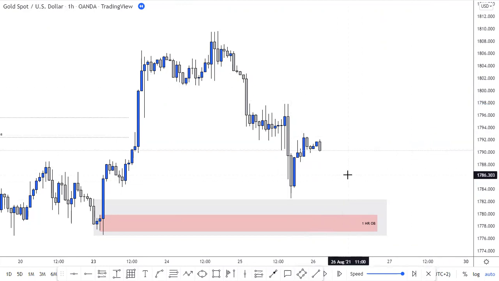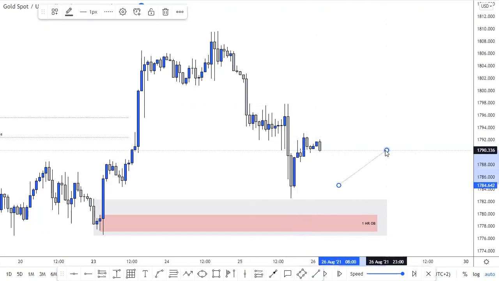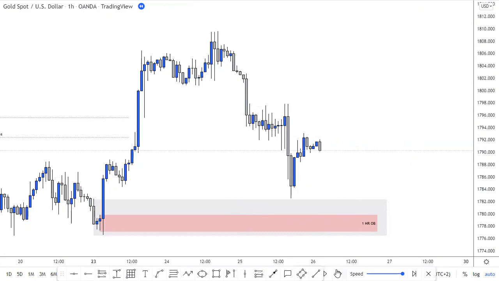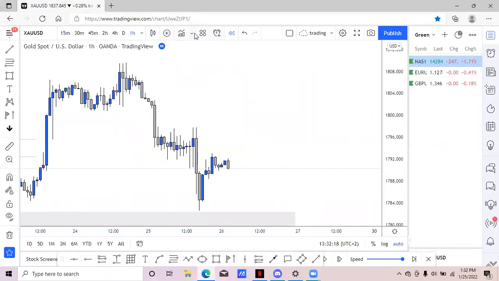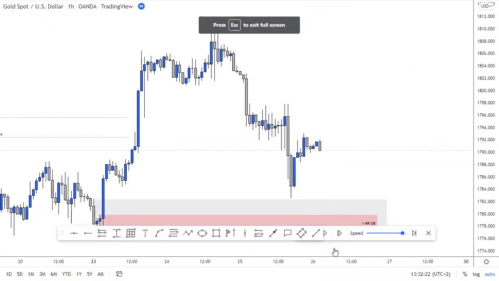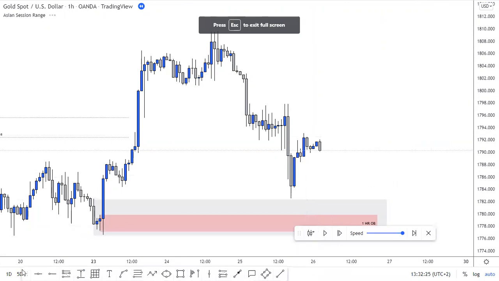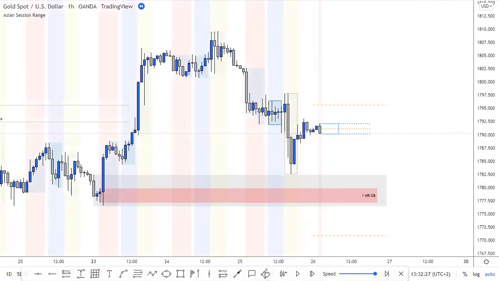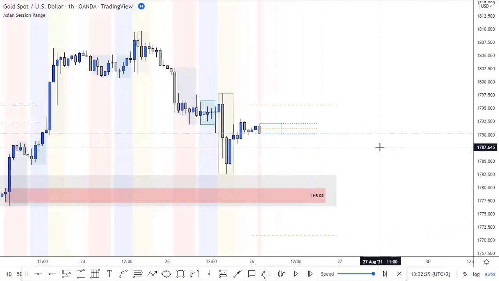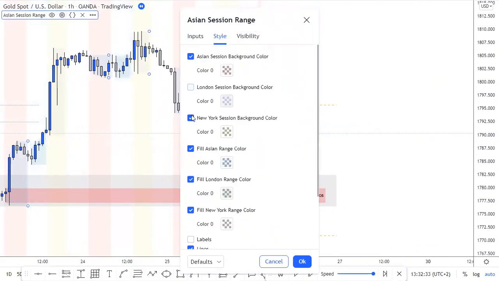Most of the time you can use your own analysis in order to time this daily Pip Cycle, but from my side, I really prefer this indicator to mark our Asian session and then our London session. Let me remove these things.